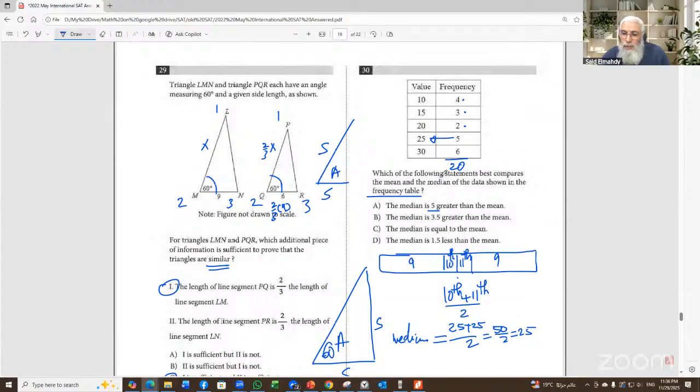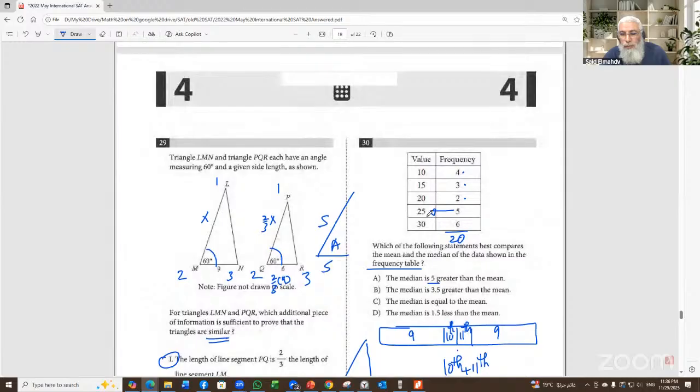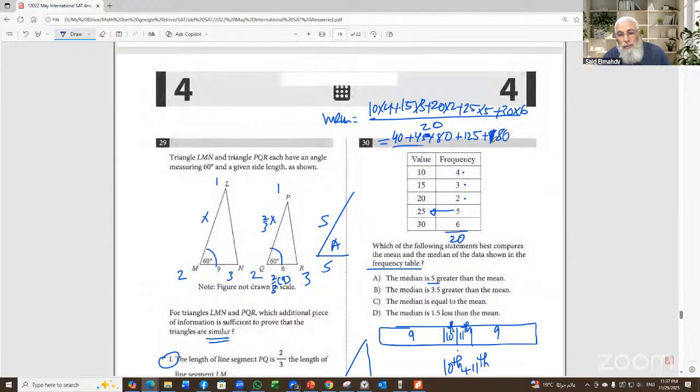Now the mean: we need to add all these numbers and divide by their count. So to find the mean, we will have 10 multiplied by 4 plus 15 times 3 plus 20 times 2 plus 25 times 5 plus 30 times 6, and divide this by 20. 40 plus 45 plus 80 plus 125 plus 180. This is 305, 350. This is 470 divided by 20. So divided by 2, this is 47 divided by 2, which is equal to 23.5. 23.5 is less than 25.